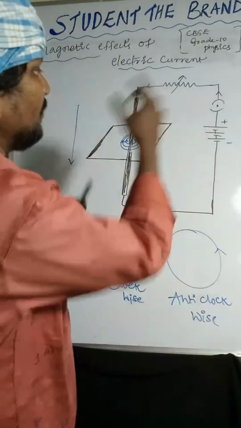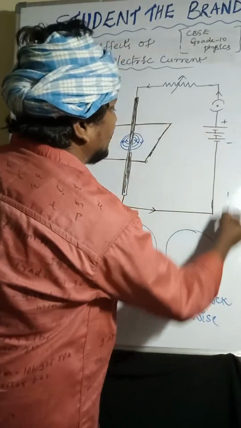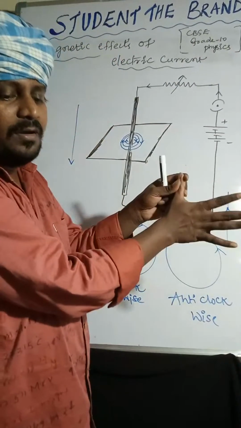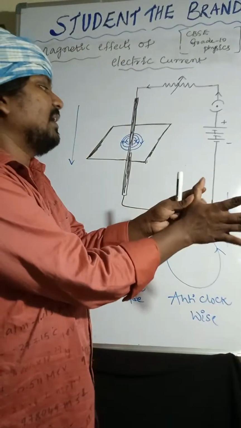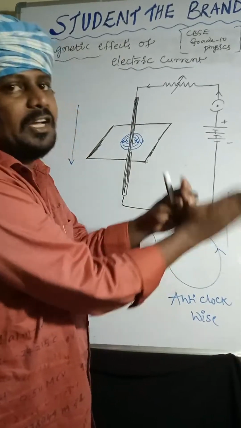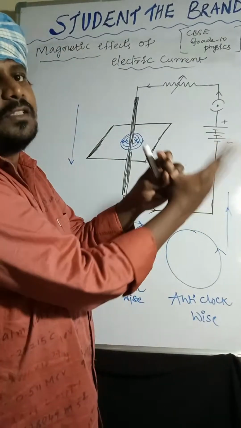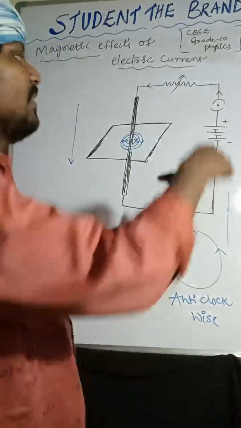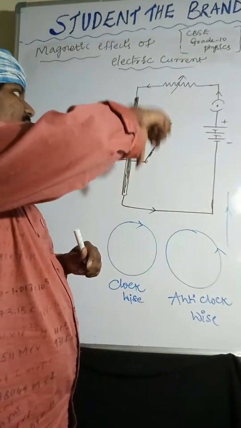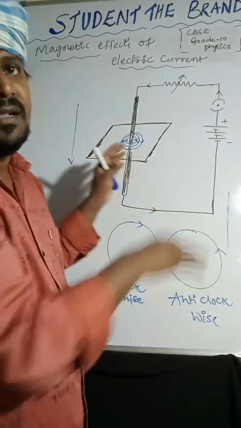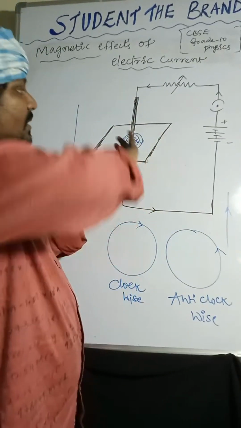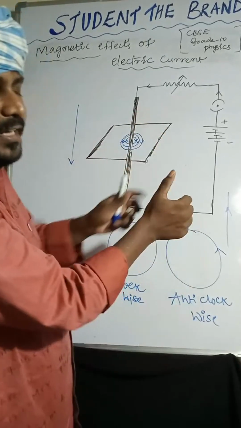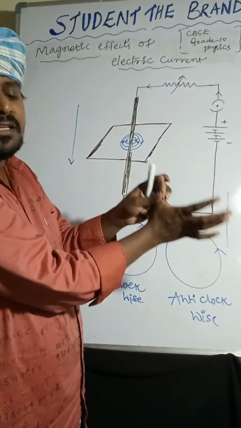If the current is passing in the upward direction, by using the right hand thumb rule, we can identify the magnetic field will be in the anti-clockwise direction. The magnetic field will be around the conductor in the anti-clockwise direction. If the current is passing downward, the magnetic field around the conductor will be in the clockwise direction.